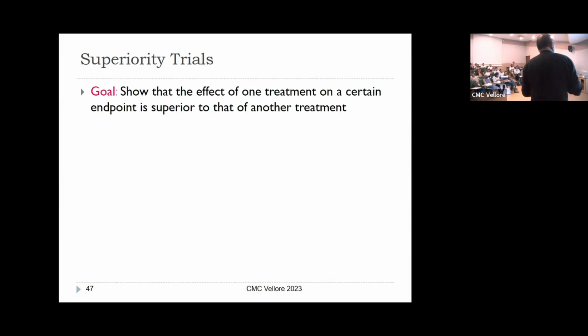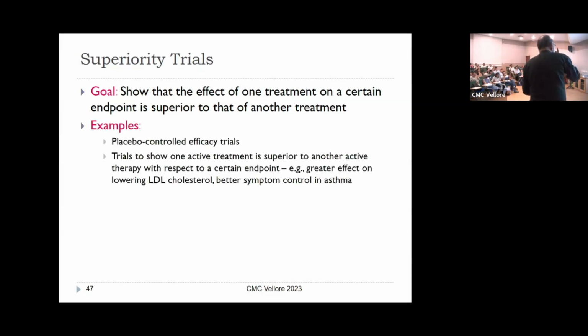So the goal here is to show that the effect of one treatment on some endpoint, some clinical event or clinical endpoint, change in weight, could be death, could be cancer remission, can be learning a new technique, is superior to that of another treatment. So we do that in placebo-controlled trials, and in trials to show an active is superior to another active therapy, like it lowers cholesterol more, it does this better, it does that better, etc.